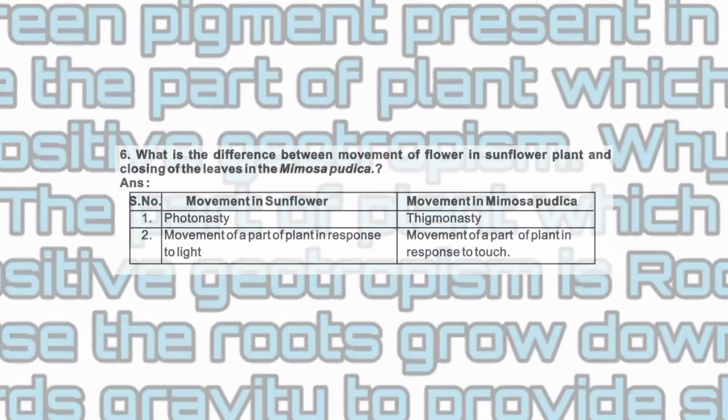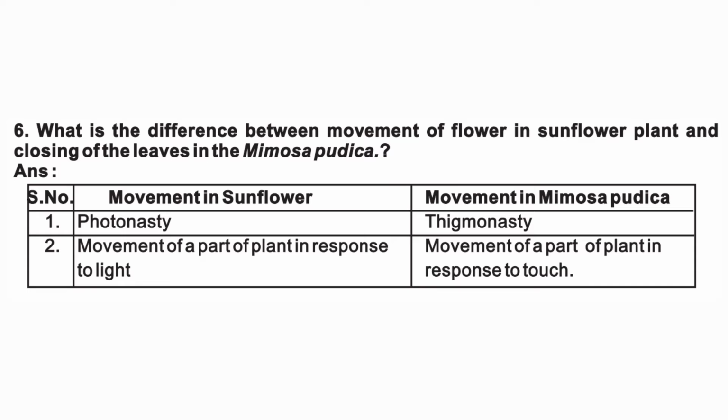What is the difference between movement of flower in sunflower plant and closing of the leaves in Mimosa pudica? Movement in sunflower: photonasty, movement of a part of a plant in response to light. Movement in Mimosa pudica: thigmonasty, movement of a part of a plant in response to touch.